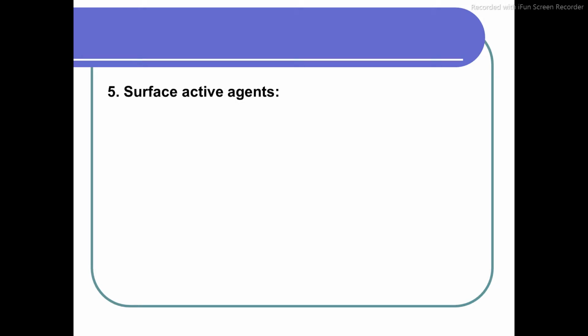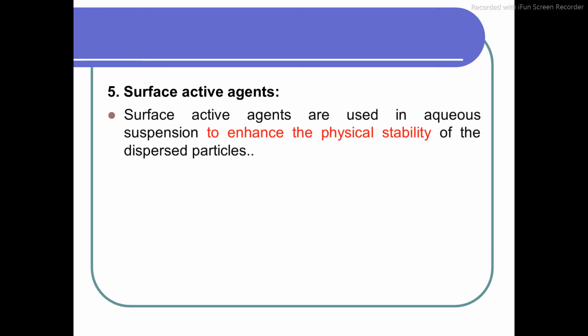Next is the surface active agent. These are used in aqueous suspensions to enhance the physical stability of dispersed particles. We know very well what is meant by suspension. Suspension means a biphasic dosage form in which solid particles are dispersed into a vehicle. If you are talking about only solid particles dispersed into a vehicle, the solid particles will start to sediment. So this type of preparation may not have physical stability.